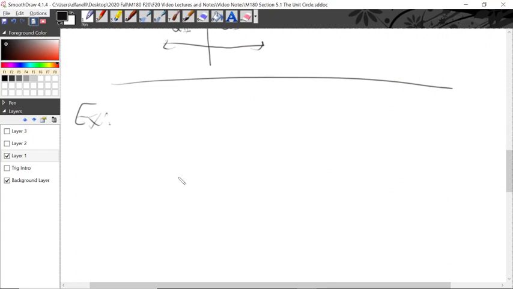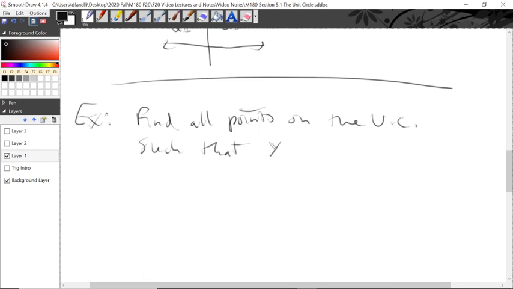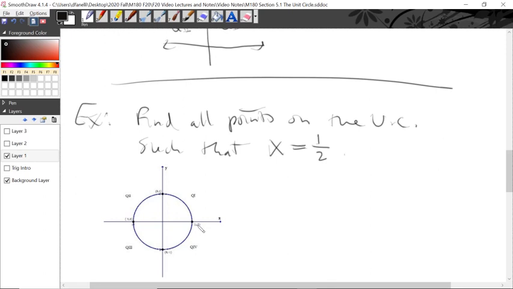First, find the coordinates of all points on the unit circle such that the x-coordinate is equal to 1/2. First, we can visualize this. There's our unit circle right there. So the point 1, 0 is right here. Okay. X equals 1/2.